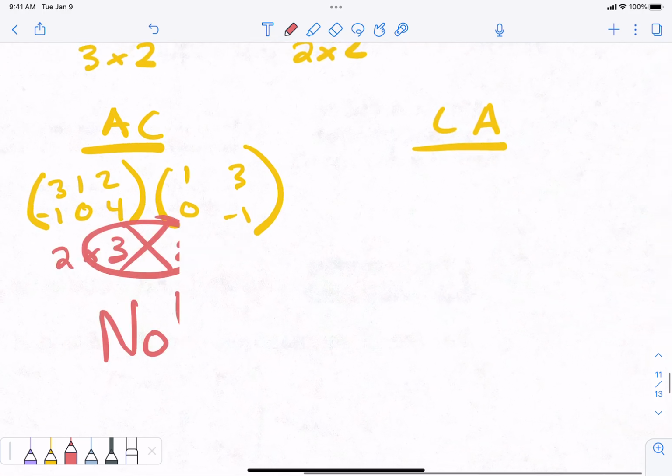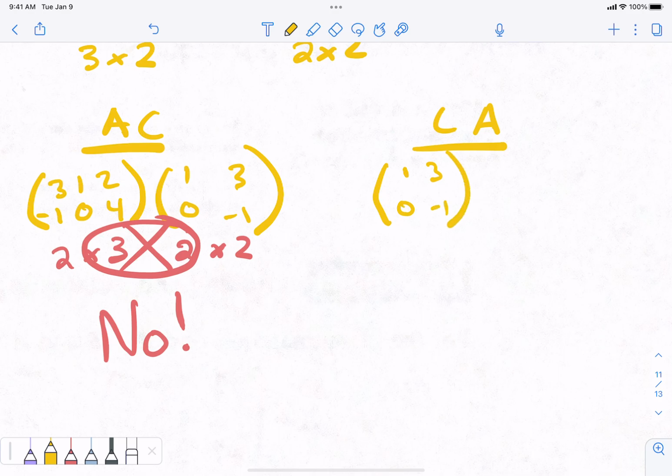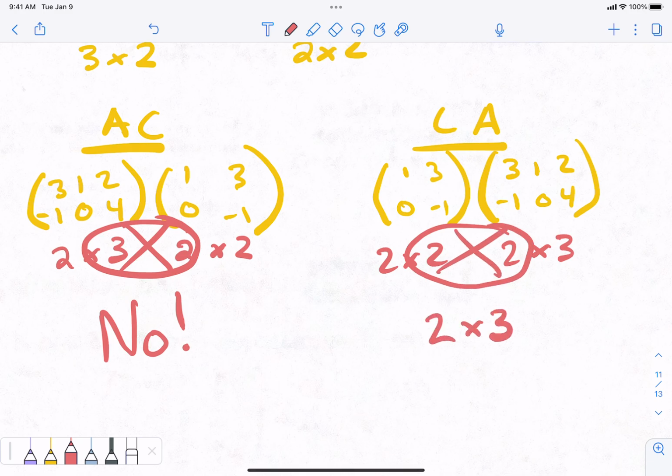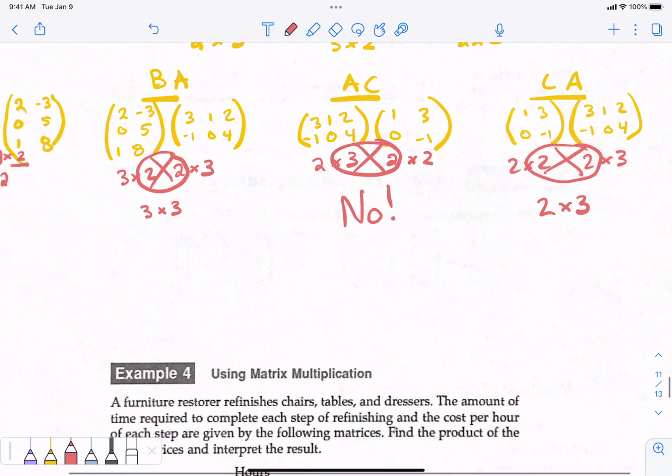Okay, let's look at CA. So CA is writing them backwards. 1, 3, 0, negative 1. And then 3, 1, 2, negative 1, 0, 4. This one is a 2 by 2. And this is a 2 by 3. Yes, it does work. The 2's are in the middle. So you end up with a 2 by 3. So AC and CA obviously are not the same because one of them you can't even do, the other one you can.